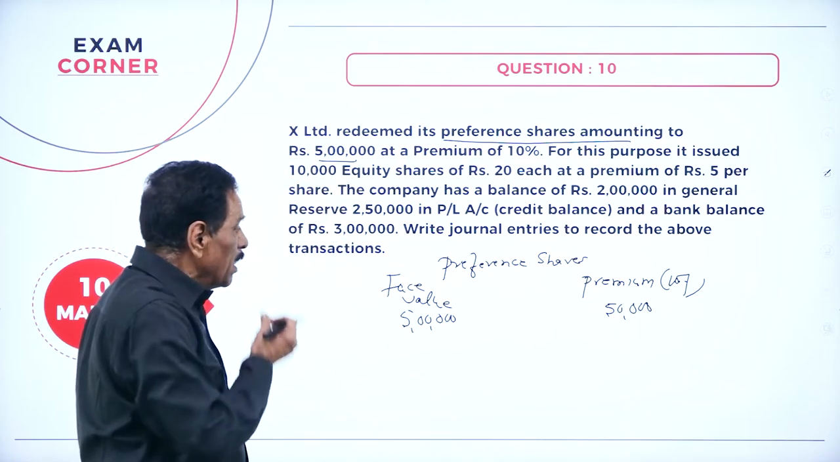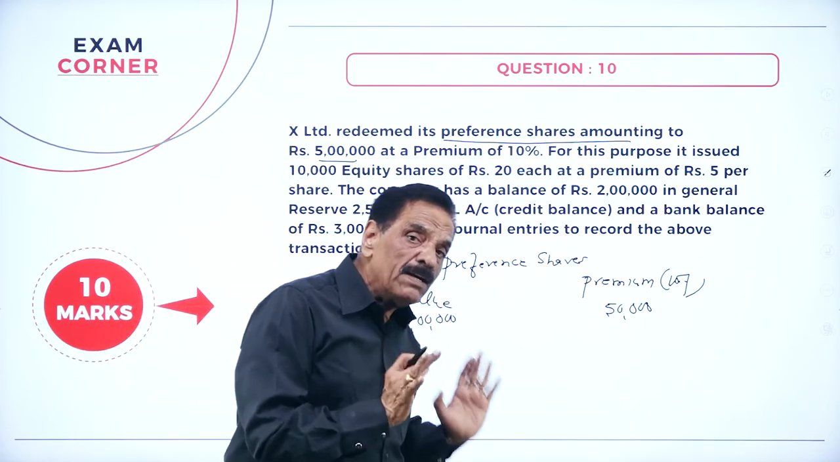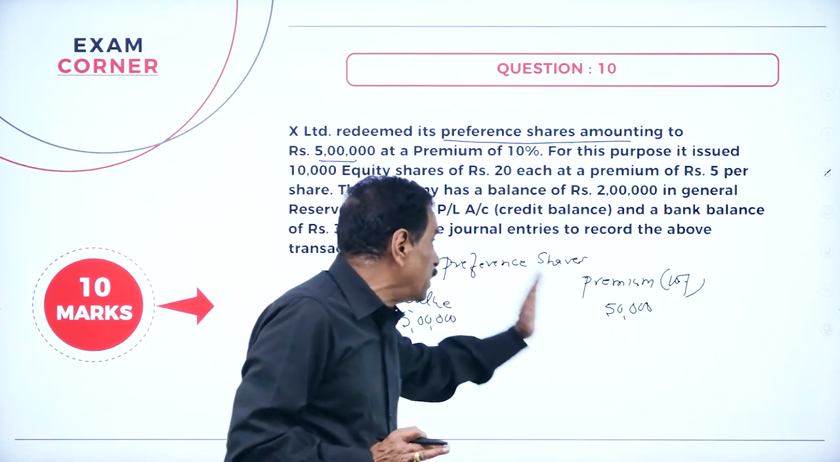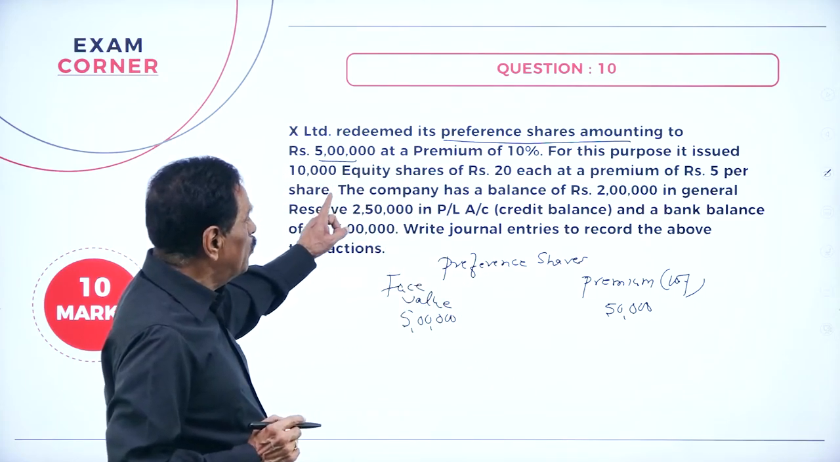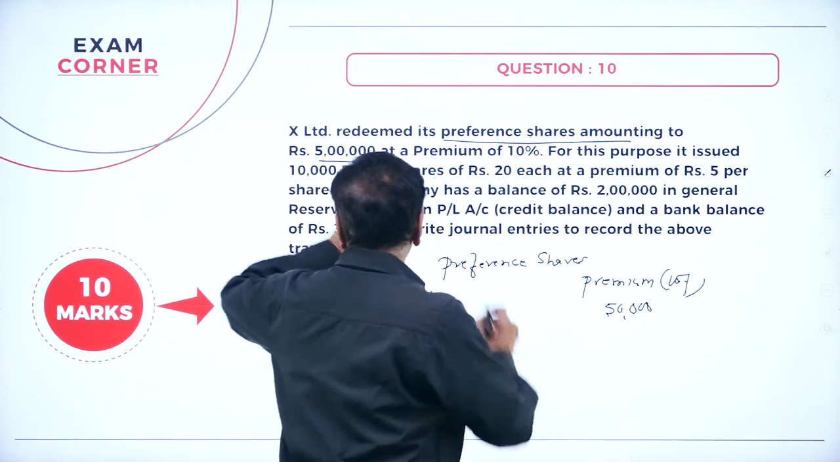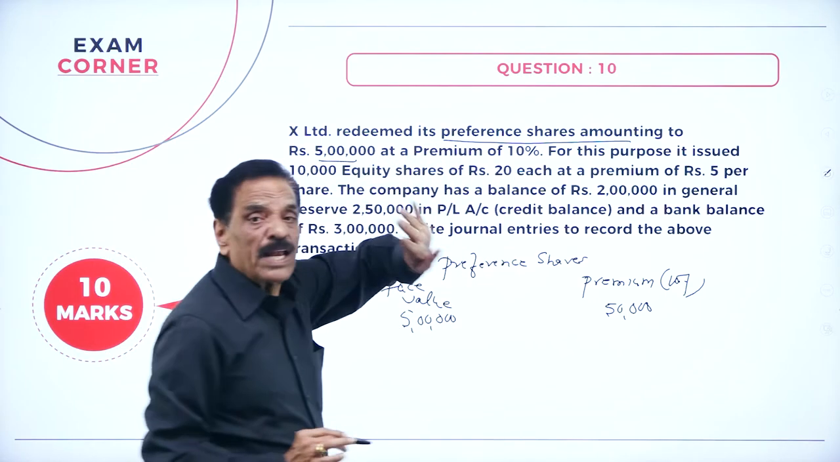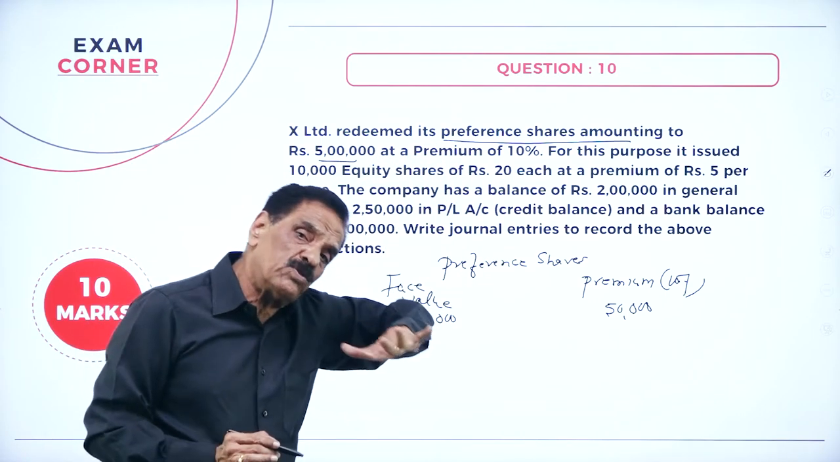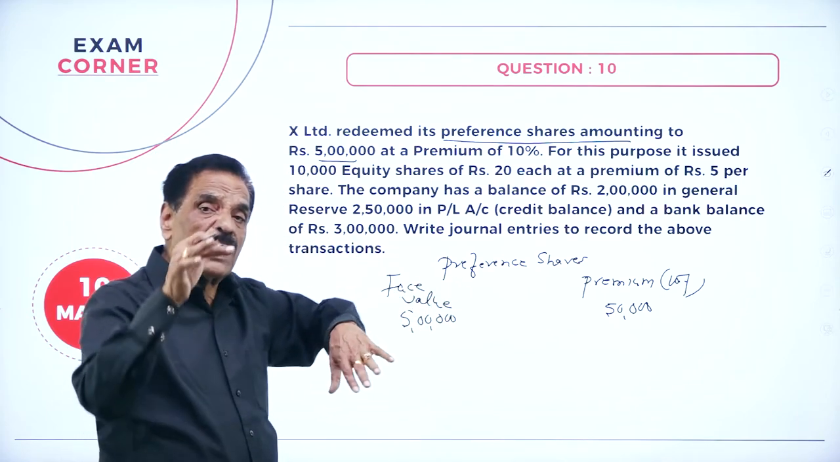A journal entry is there. So you have to pay 5 lakh rupees, 5,50,000. How many shares are issued? 10,000. What's the face value? 10,000 into 20 is 2 lakh. So you got 2 lakh from the equity share. What is the balance? 3 lakh.